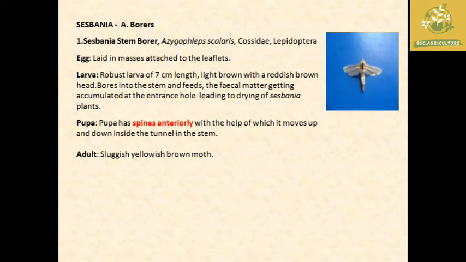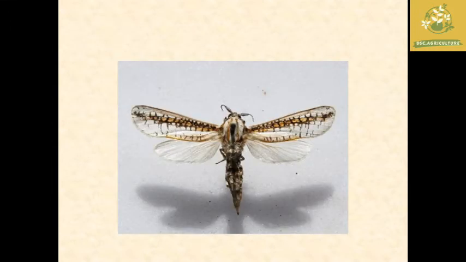The Sesbania stem borer has a characteristic of movement. By using its spines, even though the pupa is in an unmovable state, it moves even in the pupal stage. These spines are used for the locomotion of the pupa of the Sesbania stem borer. The adult is a sluggish yellowish brown moth, and the picture given here is a clear picture of the Sesbania stem borer.